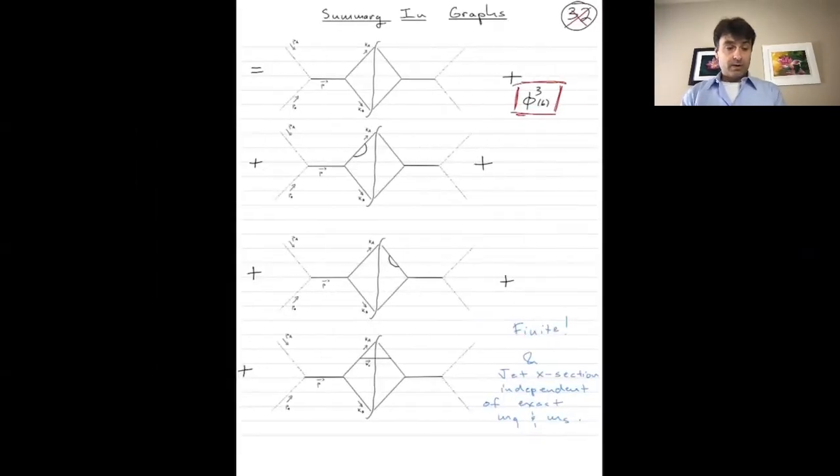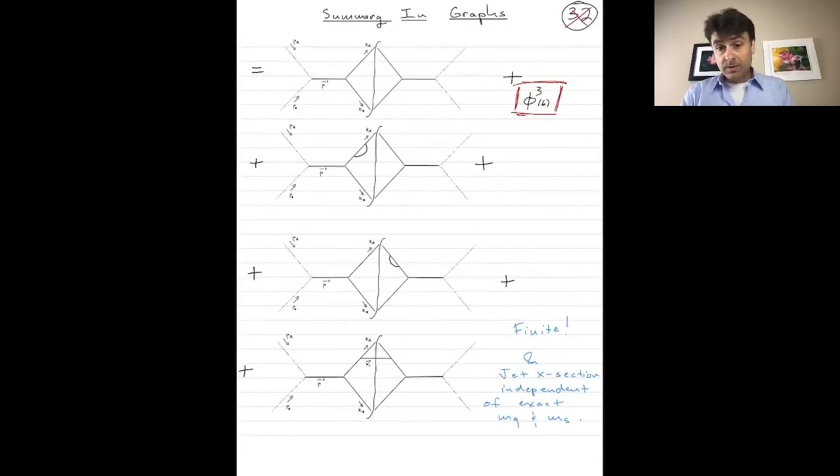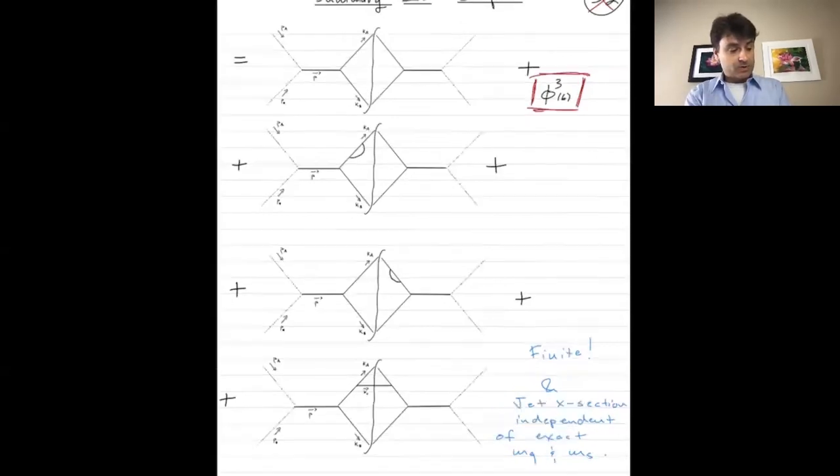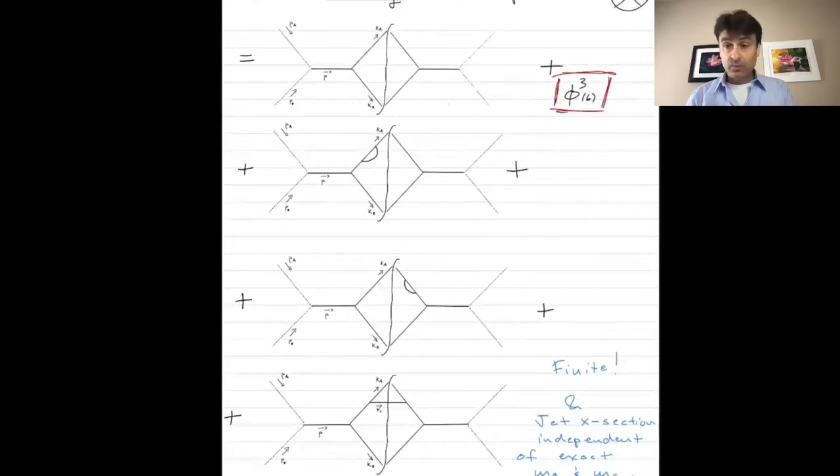Okay, I've got one final suggestion. You can do everything that you did here, but do it for the phi cube theory in 6 dimensions. So I've just drawn exactly the same graphs that we dealt with. All the steps will be almost the same, actually simpler, because you don't have any spinor indices in the scalar theory. But the phi cube theory in 6 dimensions is asymptotically free.